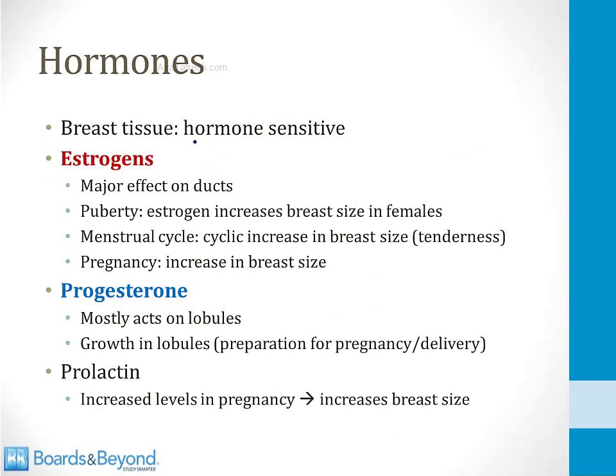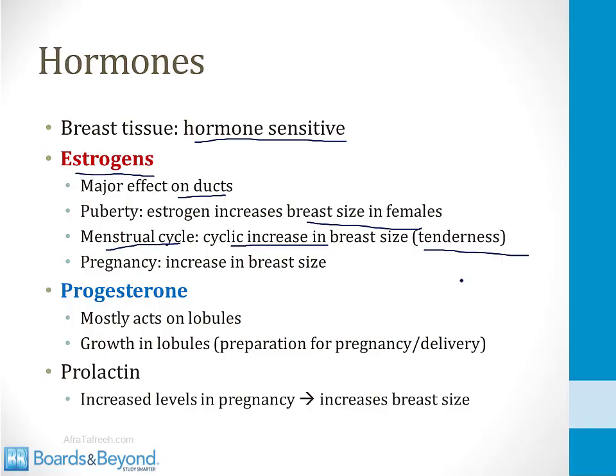Breast tissue is hormone sensitive, and it's high yield to understand the different hormones that can affect the breast tissue. So estrogens have major effects on the ducts. At puberty, estrogen in the female leads to an increase in breast size by causing growth of the ducts. And in the menstrual cycle, many women experience cyclic increases in breast size, which can lead to breast tenderness, and this is related to estrogen.